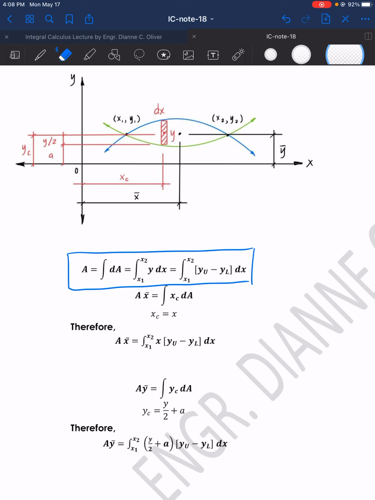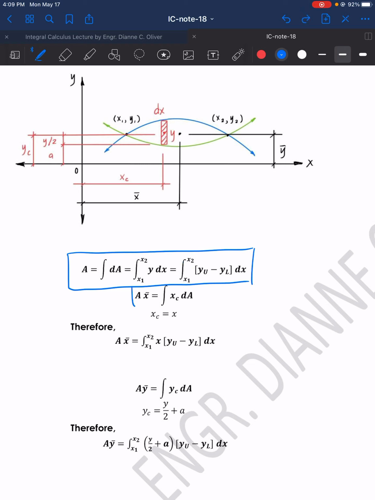The y upper here is the distance of the intersection of the area strip from the blue curve, minus the y lower, wherein it is the distance of the intersection of the area strip to the green curve. So that's for the area. And since we are using x, the limits are x1 to x2.